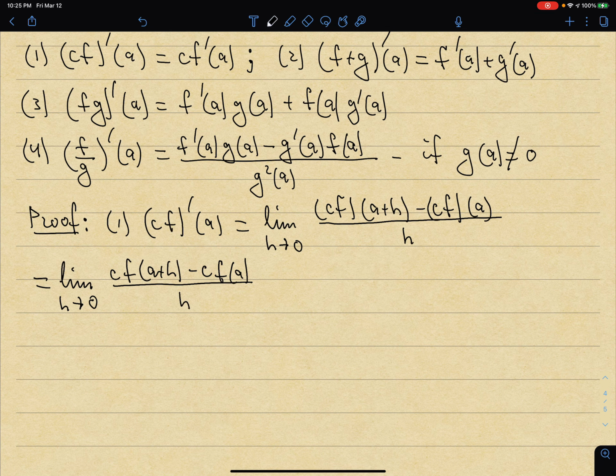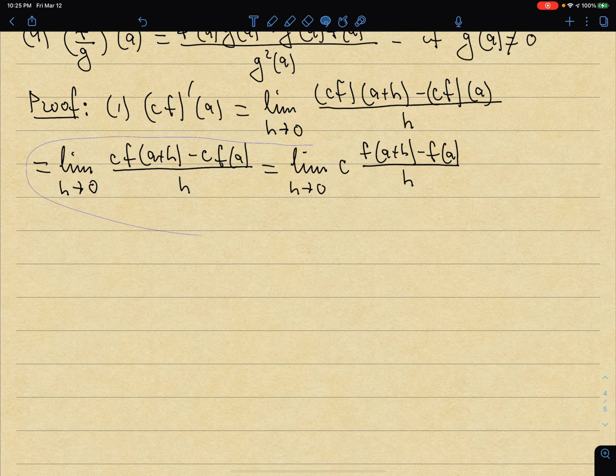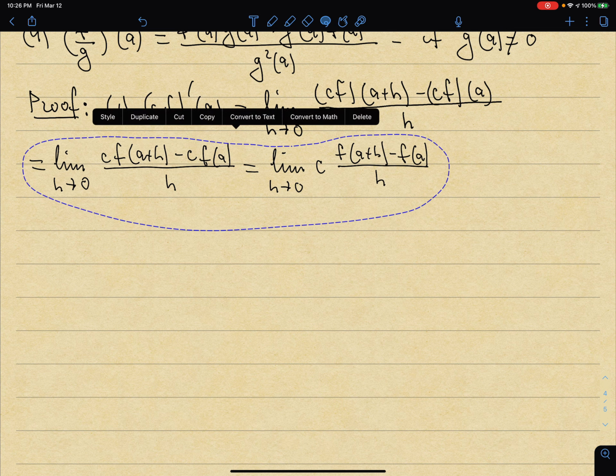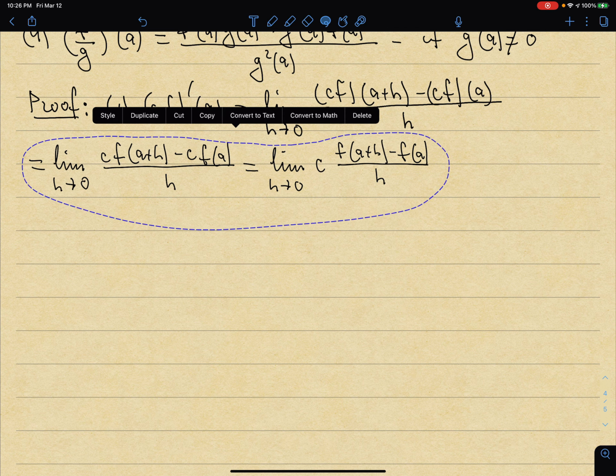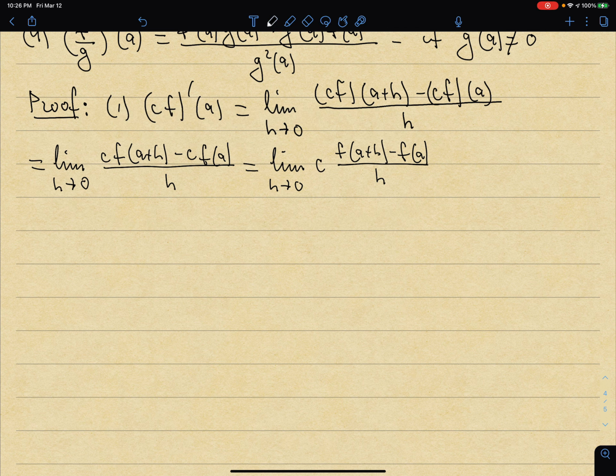And now when I examine this, of course, algebra tells me that I can pull out c from the top. So this will be c times f of a plus h minus f of a over h. And then the limit of the product is a product of limits, and the limit of c is a constant. So this is c times the limit as h goes to 0 of f of a plus h minus f of a divided by h.